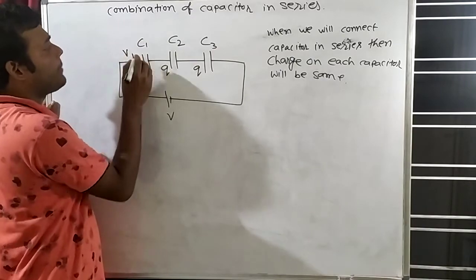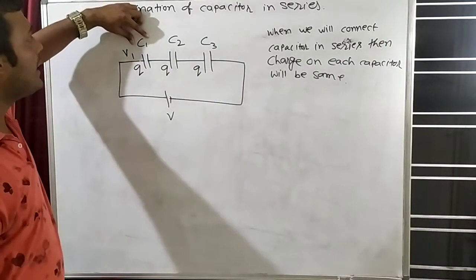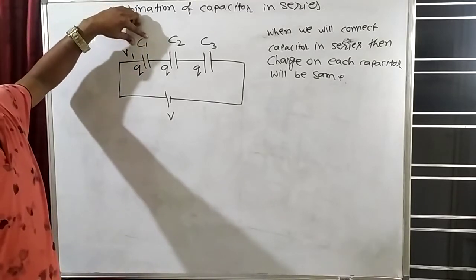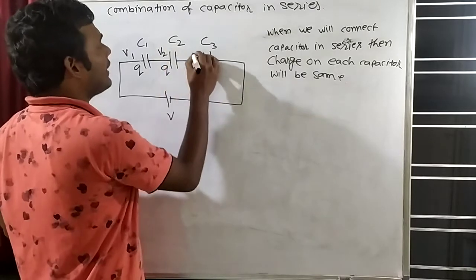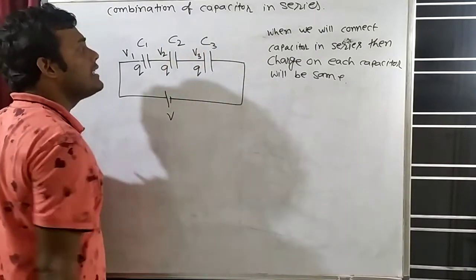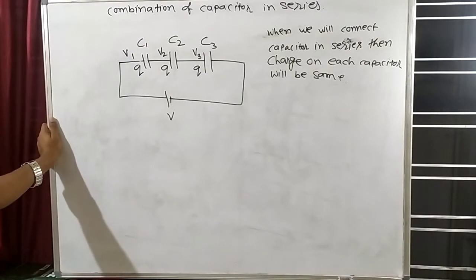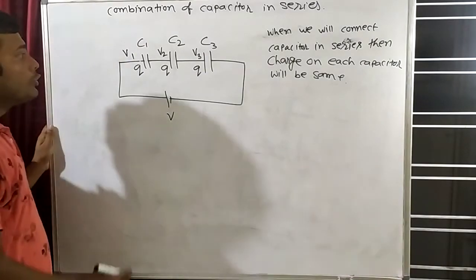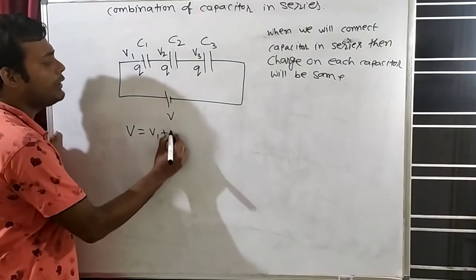Let's say the potential difference across the C1 capacitor is V1, across the C2 capacitor is V2, and across the C3 capacitor is V3. Clear? So what can we write? We can write that V is equal to V1 plus V2 plus V3.